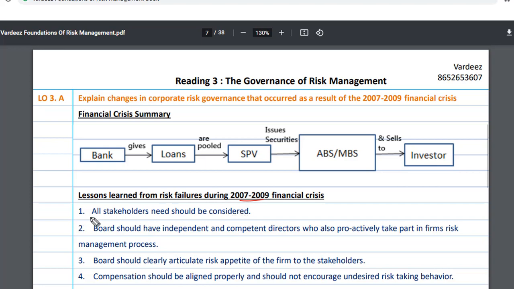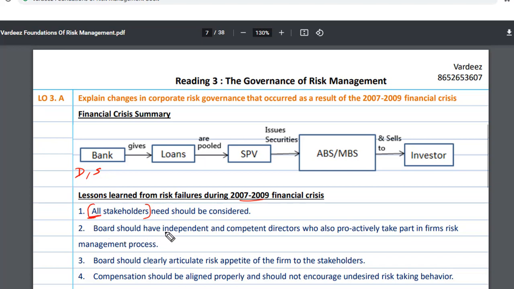The very first thing is that all the stakeholders' needs should be considered. It's important that we consider the needs of all stakeholders. Understand, it's not just debt holders or shareholders that we have in a bank. It's also the money of the depositors, the hard-earned money that we keep in a bank, so that needs to be protected as well. It's also the borrowers who are part of the bank, so their needs should also be considered.